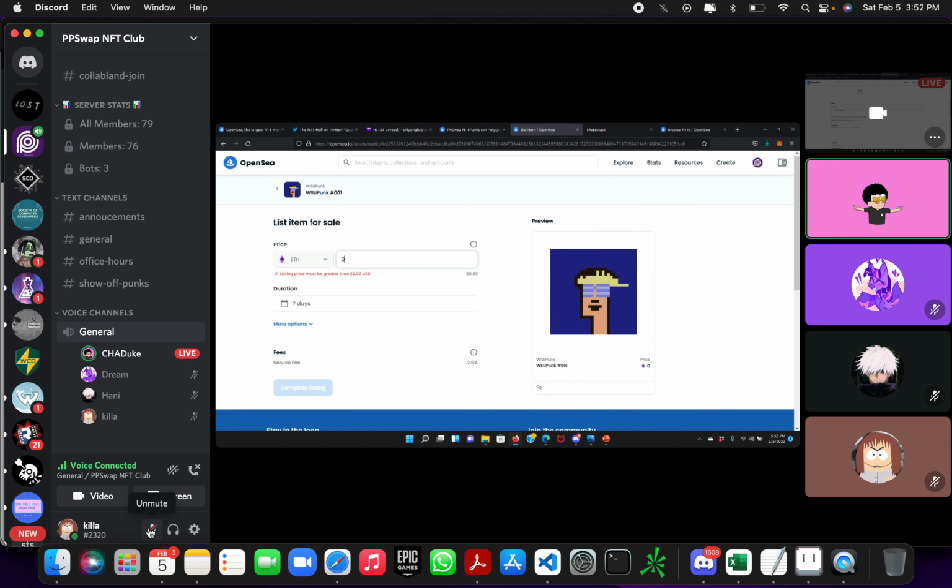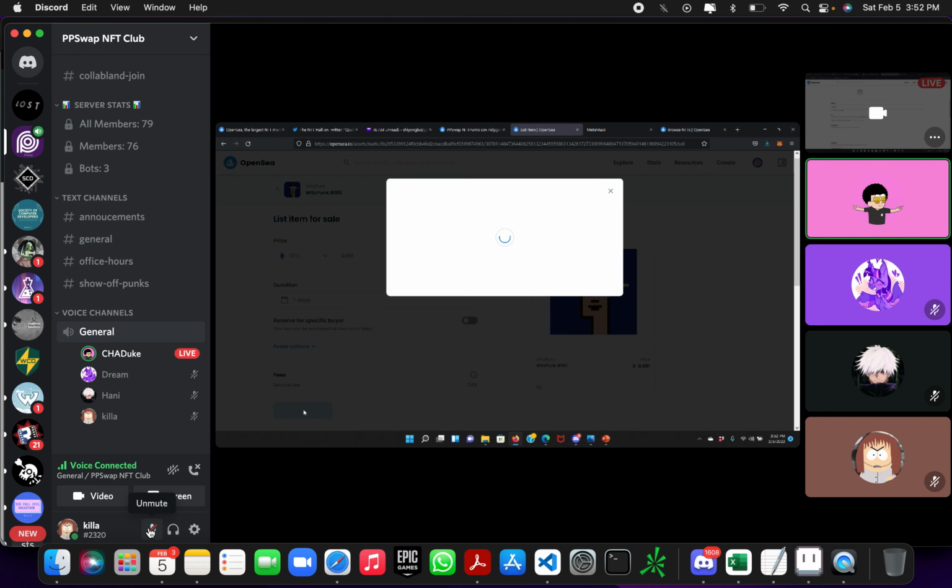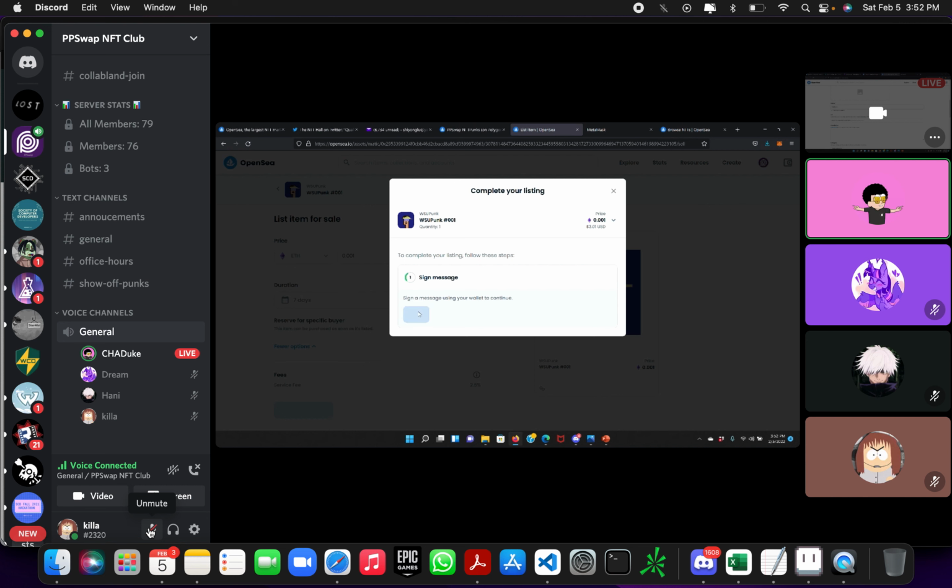Okay, and you say 0.001. You can specify a price, and there are also more options. For example, you can ask people to keep bidding, or you can sell this to a particular person, give the wallet address over here so that other people cannot buy it, only one buyer. But in general, I just choose the default one, and then I say complete listing, and then sign it.